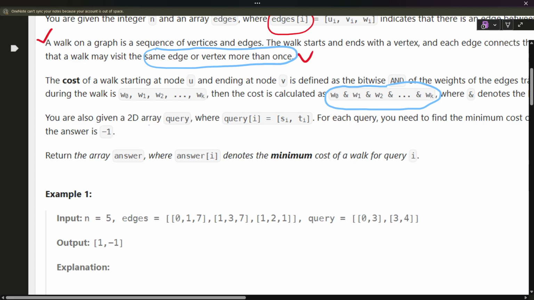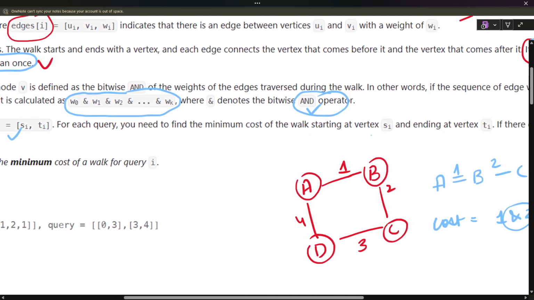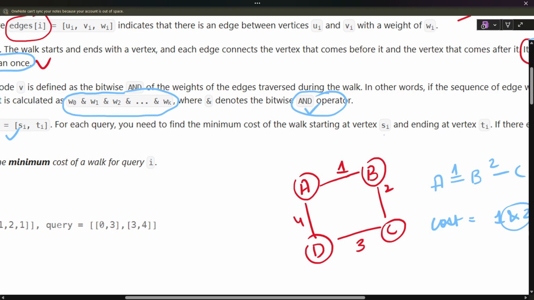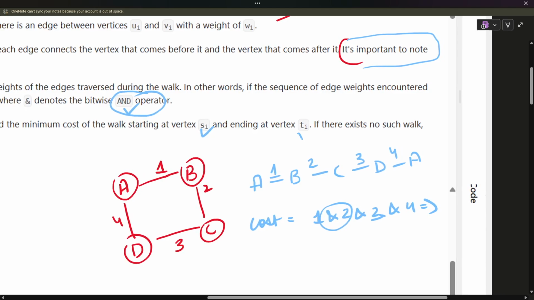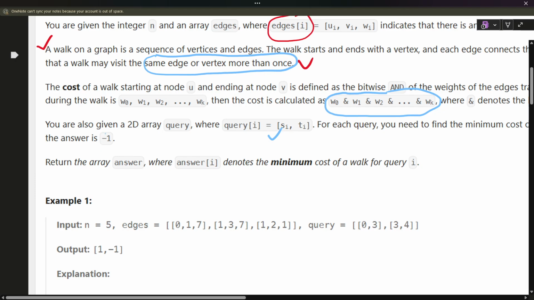You are also given a 2D array query, where query[i] equals si, ti. For each query, you need to find the minimum cost of a walk starting at vertex si, the starting one, and ending at ti, the ending one. If no such walk exists, the answer is -1. Return the array answer, where answer[i] denotes the minimum cost of a walk for query i. So this is the question.